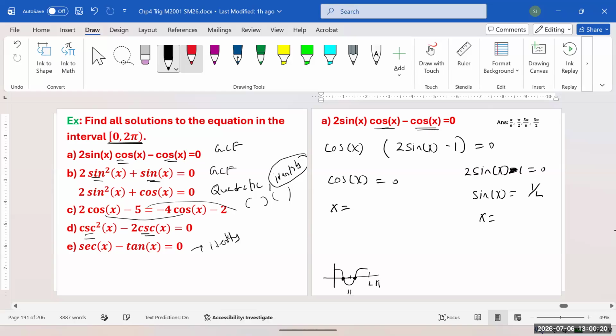Exactly in the middle, we have 1 pi. So this one is half pi. And the next one will be 3 half pi. So one answer is half pi. The other answer is 3 half pi.